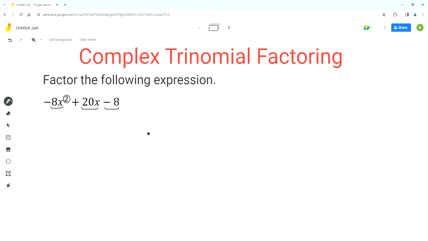And this is a complex trinomial because the coefficient of the x squared term is not equal to 1. It is equal to negative 8. So that's why this is a complex trinomial.